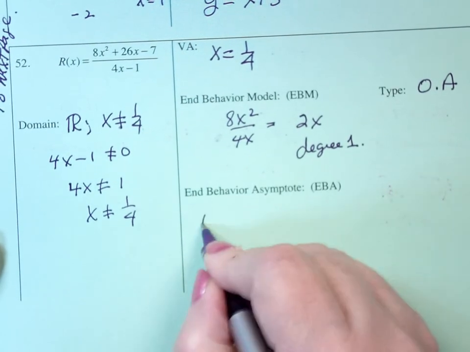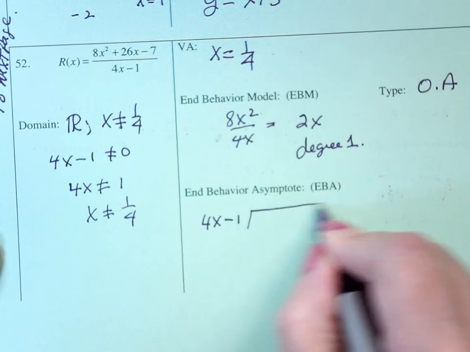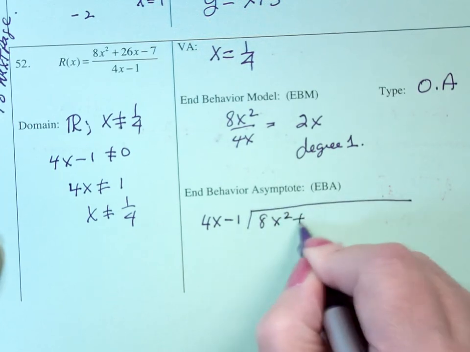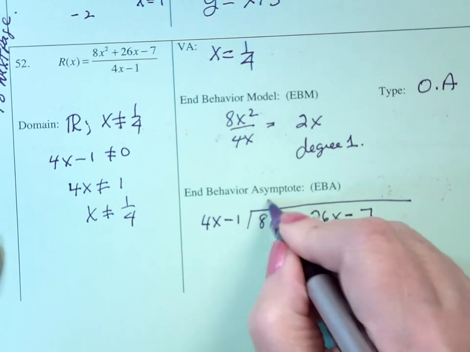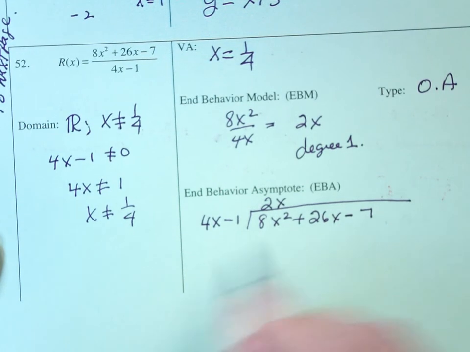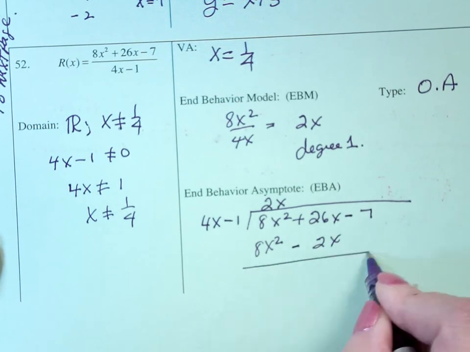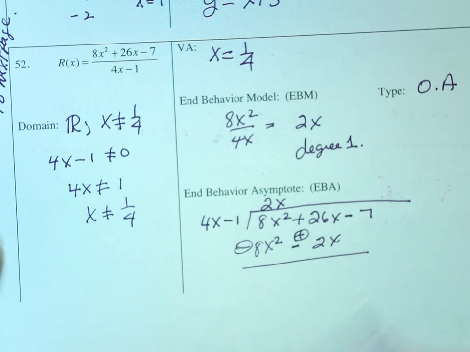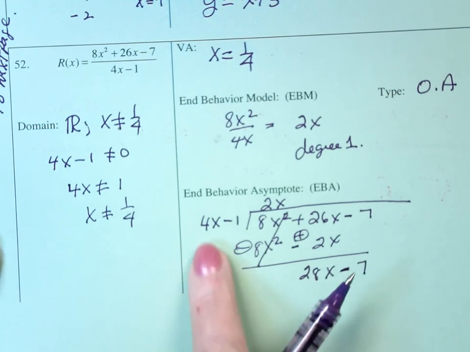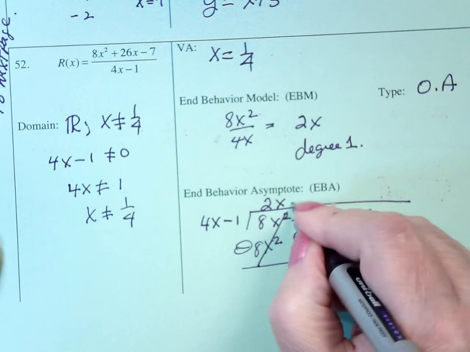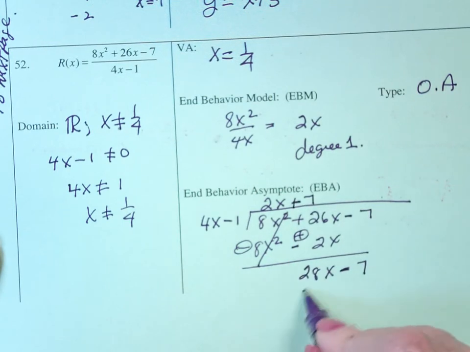I have to divide 4x minus 1 into 8x squared plus 26x minus 7 to find the OA. This is 2x. 2x times 4x is 8x squared. 2x times minus 1 is minus 2x. Then you subtract, which changes the signs. X squareds drop, and I'm going to get 28x minus 7. What do I multiply 4x by to get 28x? You would say plus 7. So this is 28x.